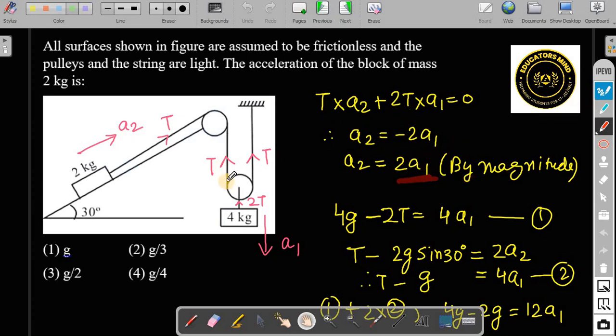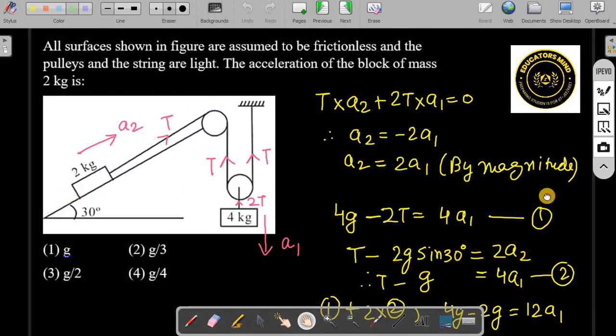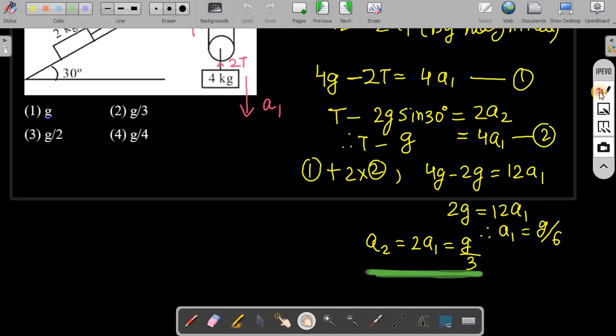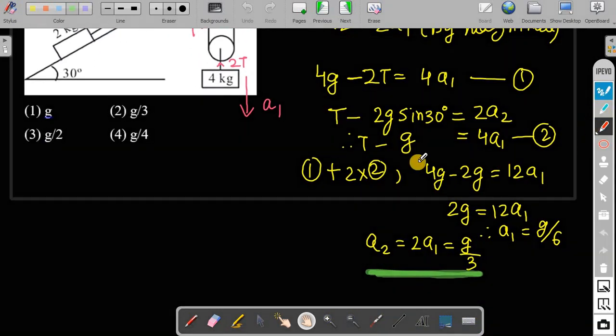Once you write it, then you can just write the free body diagram here. So if you see here, this is 4g, weight, minus 2T, tension, is mass into acceleration. One equation you got, right? Then here tension and this component of weight, in this direction is mg sine theta, right? That is opposite. So this is equal to mass into acceleration. Substitute and simplify. You will get this. Further, you need to solve these two.